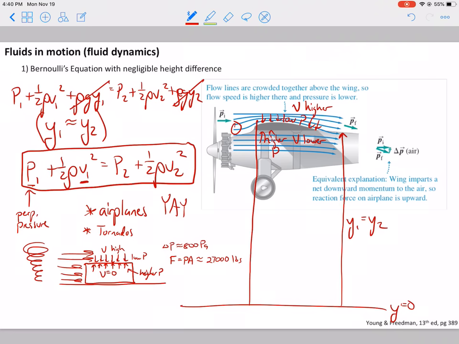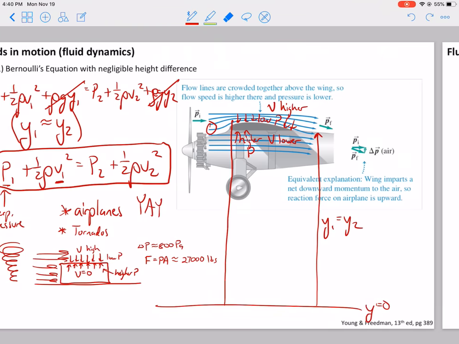So the key is to open a window. If I open a window here on the side, then that air can flow in, and if I open one on the other side, it can flow out the other way. And then we don't have a pressure differential, we just have high winds everywhere, which is bad for the stuff, but better for the house. So that's Bernoulli's equation with a negligible height difference.